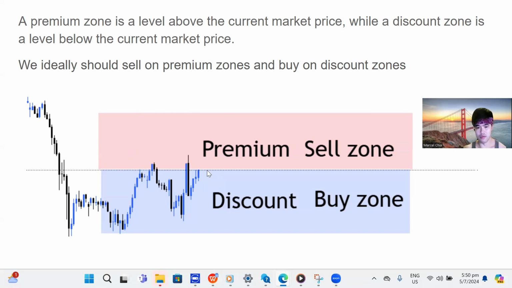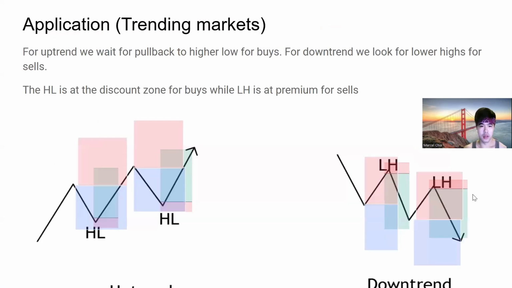Ideally, of course, we will want to take sells as high as we can. And at the same time, for discount, it's better to buy when price is as low as possible. Okay, so how do we apply this when it comes to trading?